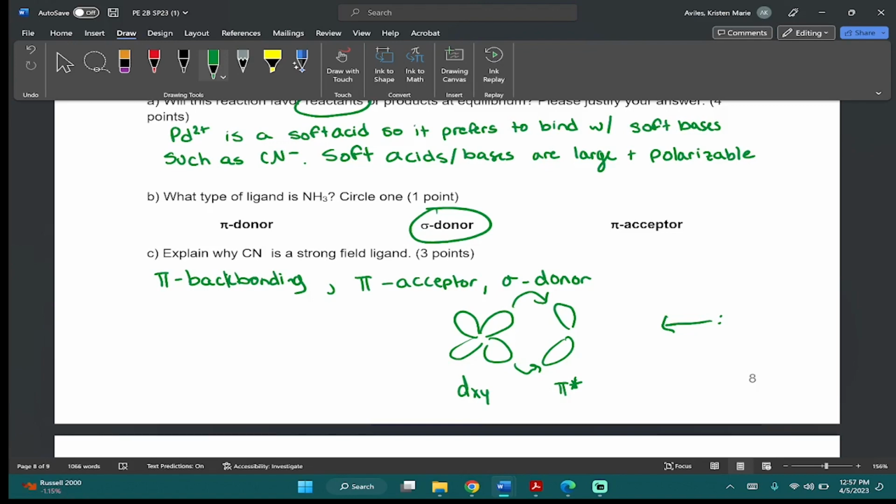Explain what pi back bonding is, because I know that CN and CO have pi back bonding, but I wouldn't know how to say what pi back bonding is. Pi back bonding is when we take a metal d orbital, primarily the dxy, dyz, or dxz, and it donates, so it's a filled d orbital of our metal, donating electrons into the empty pi star orbital of our ligand.